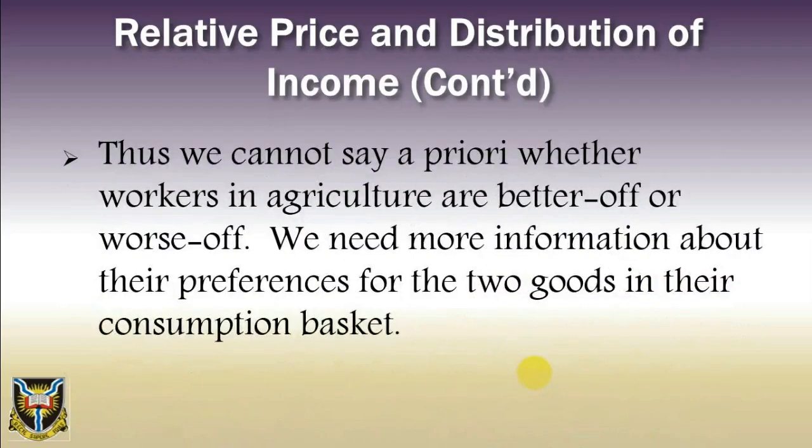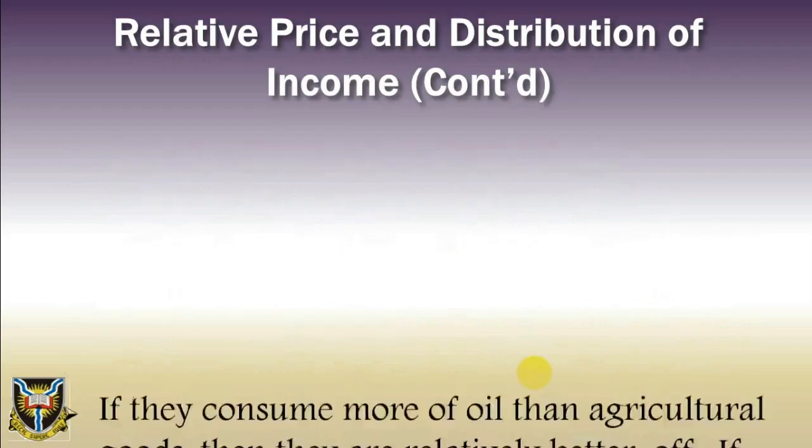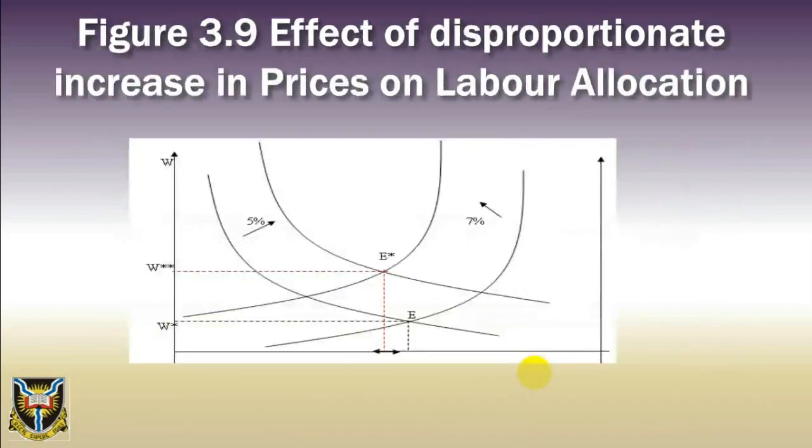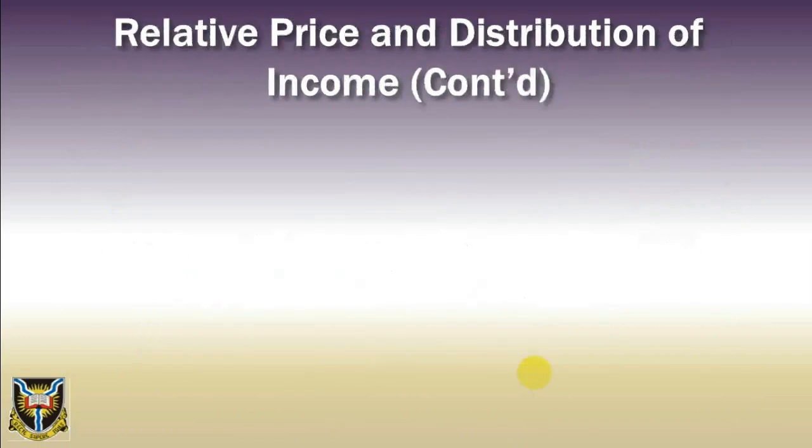We need more information about their preferences for the two goods in their consumption basket. If they consume more of oil than agricultural goods, then they are relatively better off. If they consume more of agricultural goods than oil, then they are relatively worse off. What of owners of resources?